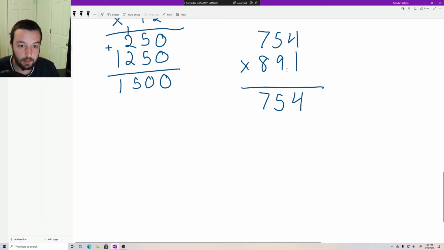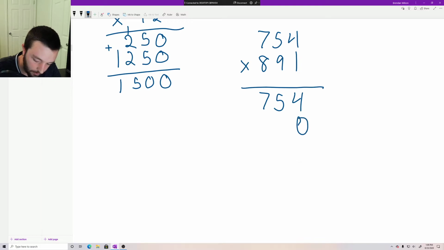Now we want to take the tens place and multiply it by everything, but because we're in the tens place, we should add a 0. Okay. Oops. So we have our 0 here. Draw it better.